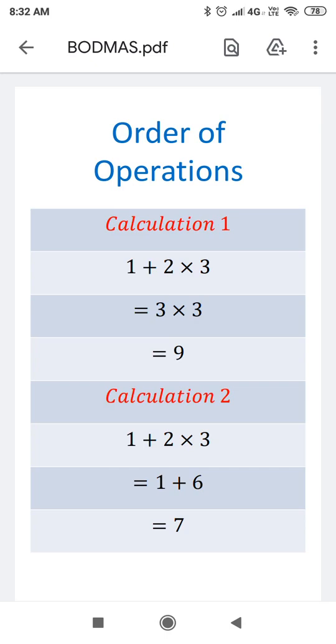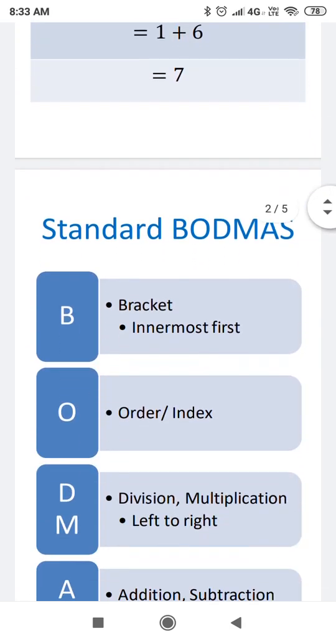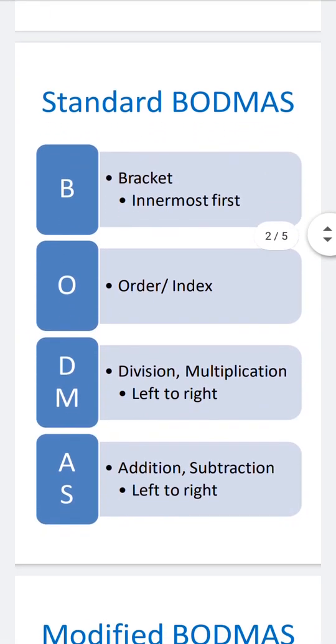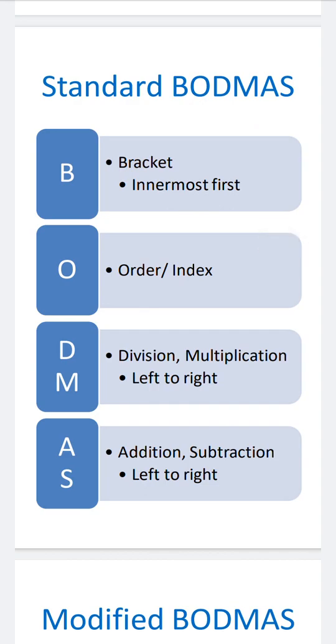These rules are called order of operations rules. They are popularly known by an acronym called BODMAS. In BODMAS, B stands for bracket. The bracket has the highest priority, and if there are nested brackets, the innermost bracket is evaluated first.